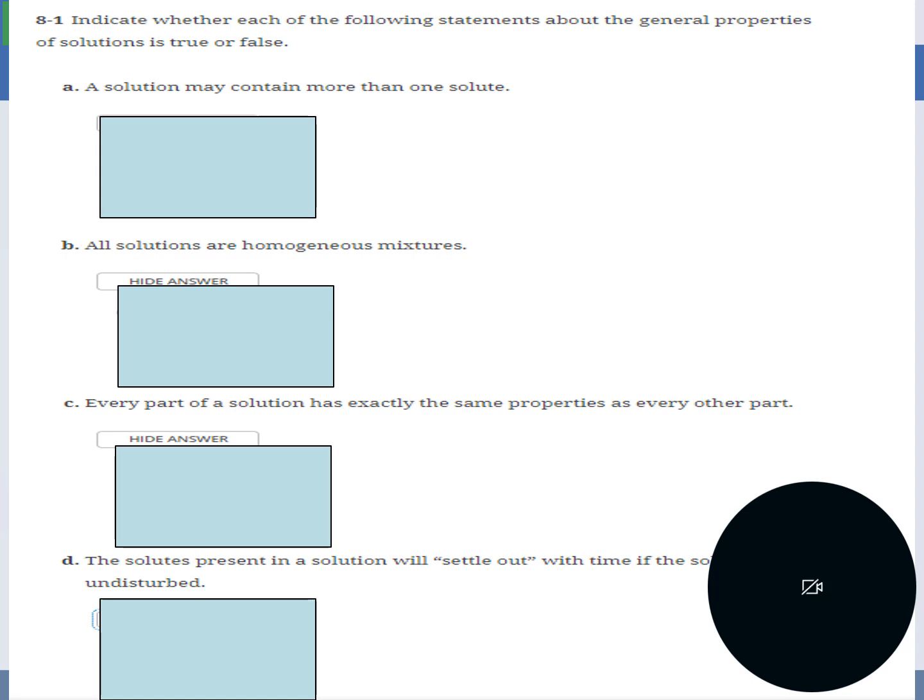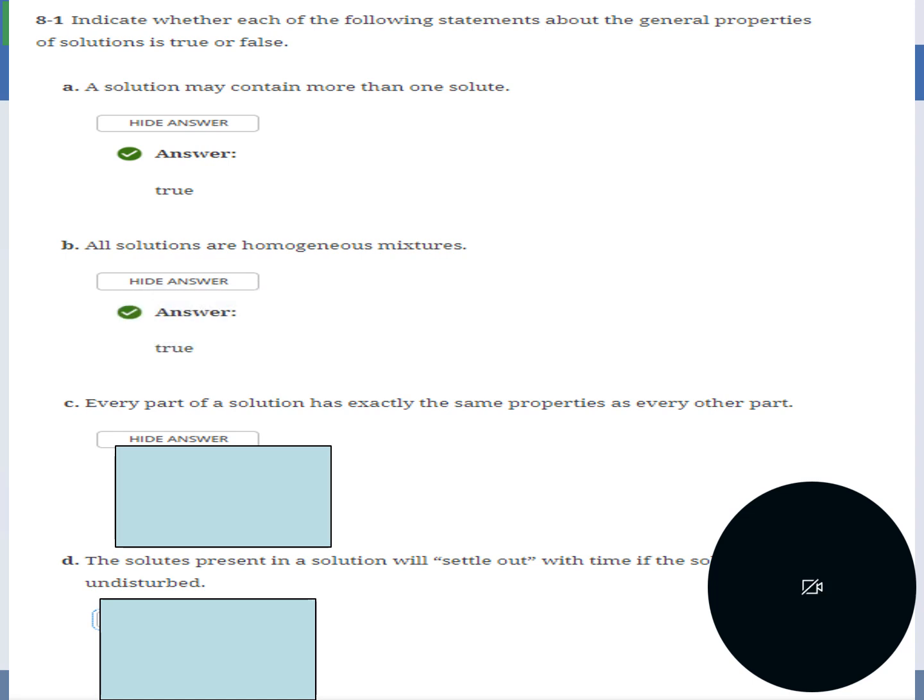Here's another learning check for us. Take a second, pause the video, read each statement and figure out whether you think it is true or false. So on A, a solution may contain more than one solute. That is true. We can get more than one substance to dissolve in a substance. Letter B, all solutions are homogeneous. That is true. Solutions are uniform throughout. That's a definition of homogeneous.